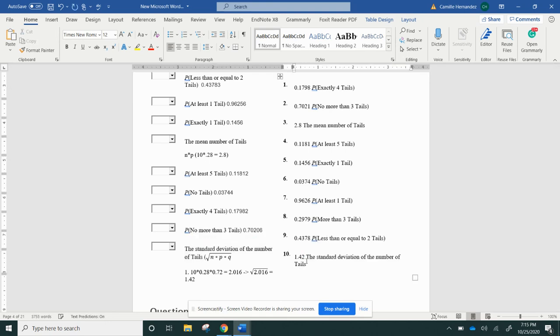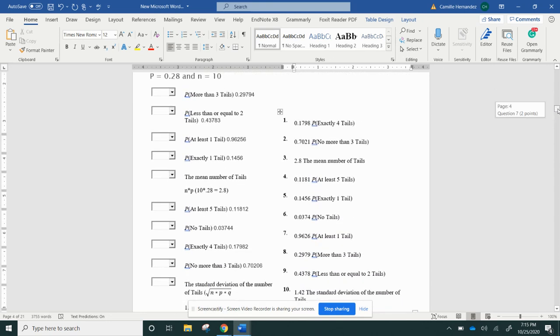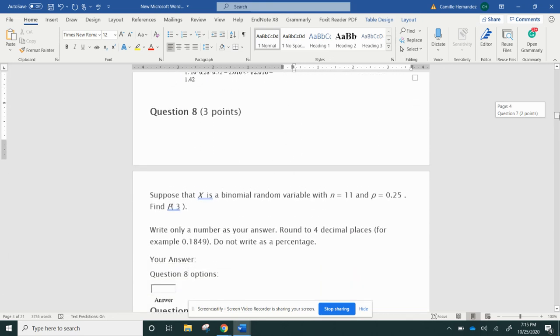Okay. So I answered all the binomials. Again, you won't have this many on the final exam, but it's a good way to see all the different ways that I did it. Okay, number 8.